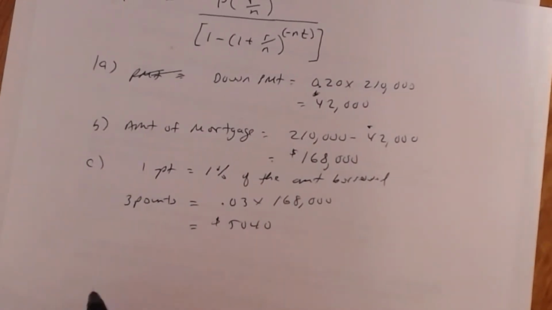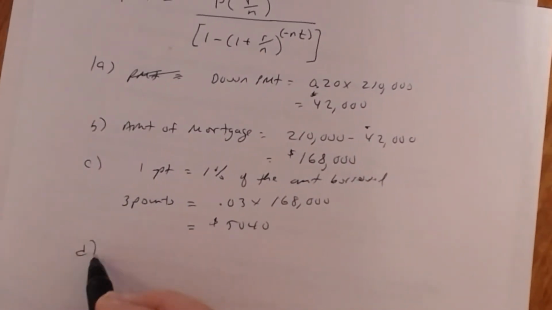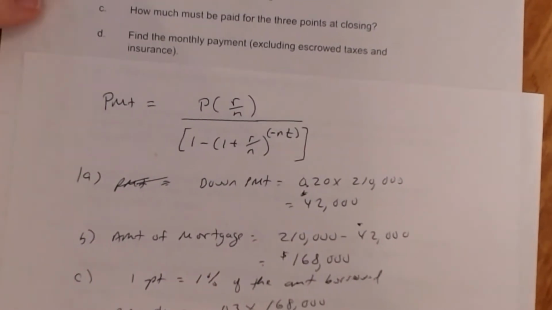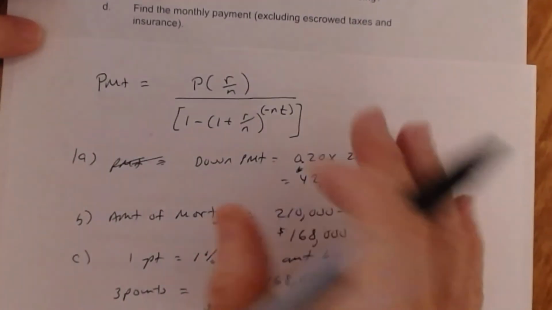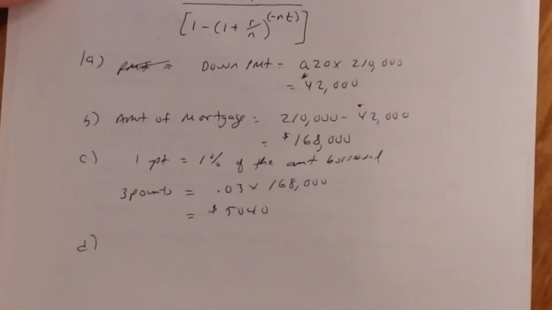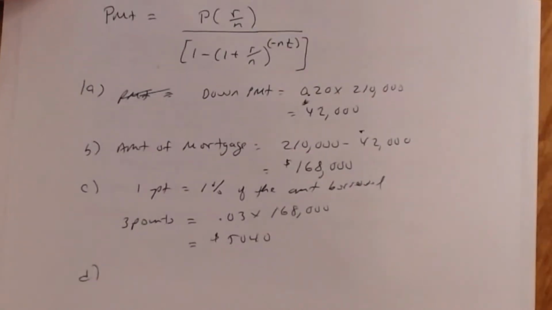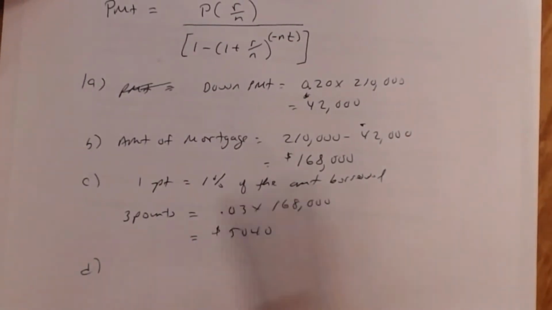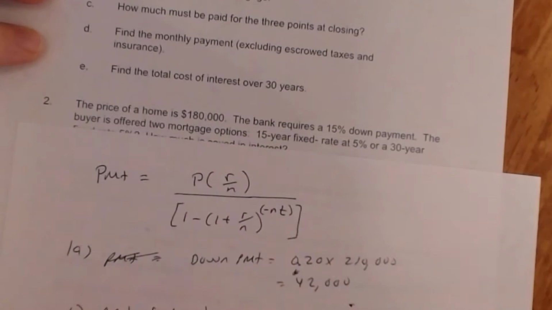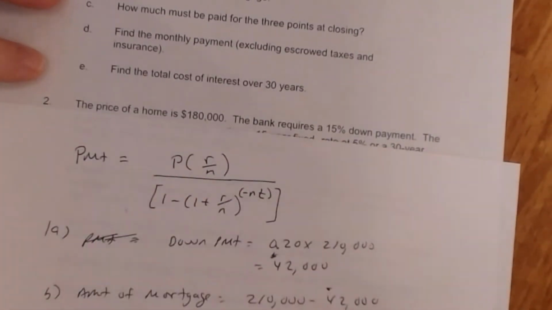All right, part D. In part D, you're told to find the monthly payment. Again, you have taxes and insurance that you have to put down monthly as well. That's your escrow account. But in part D, it says let's just exclude that information. So exclude escrow, taxes, and insurance. Let's just find the monthly payment. So that's where this formula is going to come in.